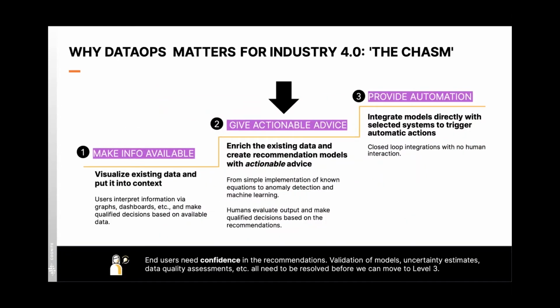So why does DataOps matter when we then think about Industry 4.0, which is of course ultimately about fully autonomous industrial operations? And where is the chasm and where are we? Now, there are three tiers to industrial digitalization, or you can think of them as ladders as we approach Industry 4.0. The first one is to simply make information available.